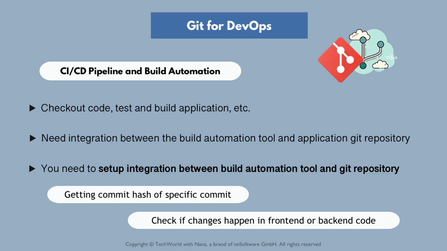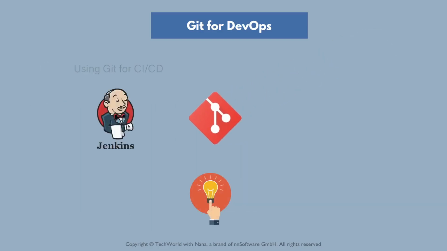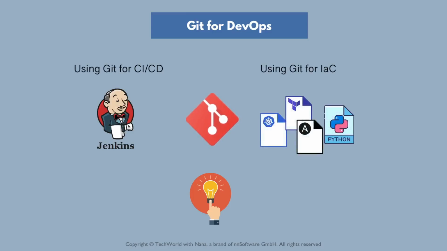So these are some of the examples, and this is for you to understand where you would need Git as a DevOps engineer. But as I mentioned, we're going to see both scenarios, using Git for a Jenkins CI/CD pipeline and using a Git repository for infrastructure as code tools, in action in later modules.